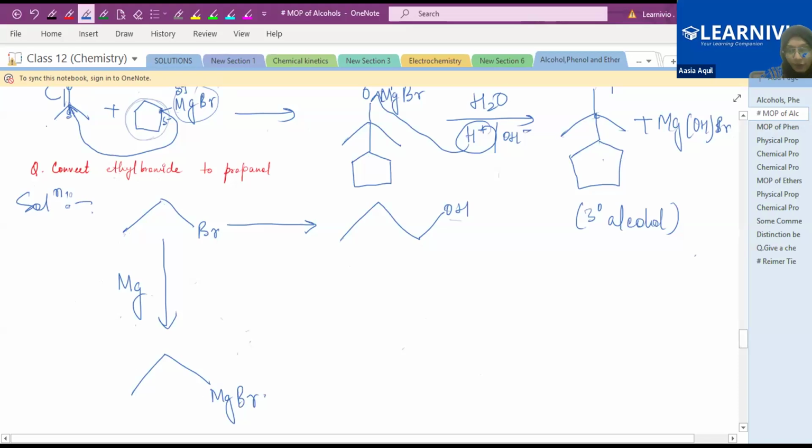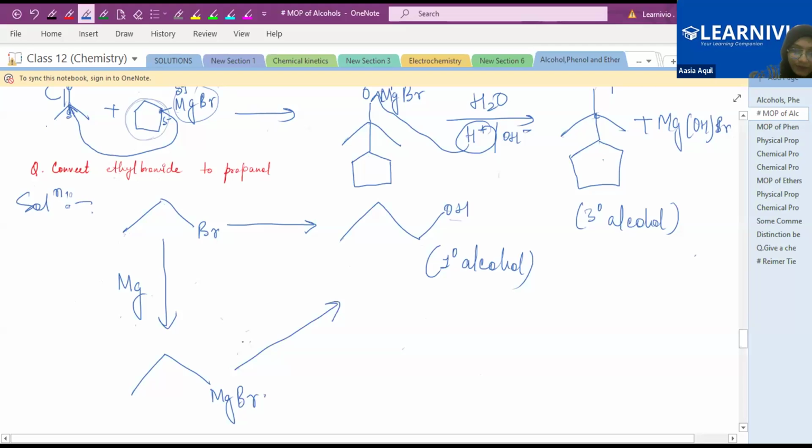Okay, now see the next step. This is your Grignard reagent. Now, can we do this type of reaction, when you add formaldehyde? Because you need a primary alcohol. Propanol is a primary alcohol. At last, you have to convert this ethyl bromide to a primary alcohol, propanol. When a Grignard reagent is treated with formaldehyde, it will give you a primary alcohol. So can we treat it with formaldehyde? Yes, we can.